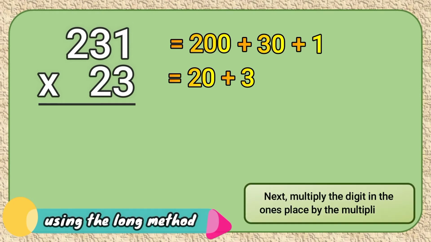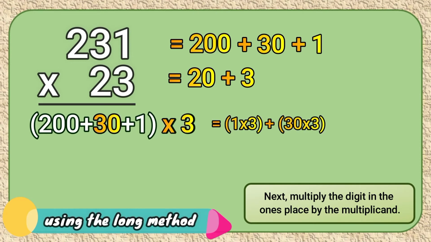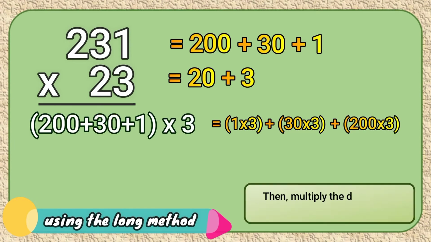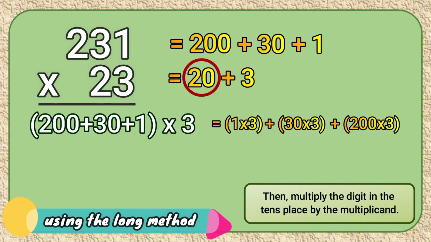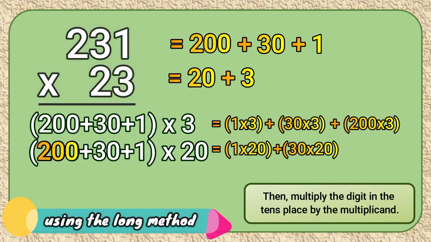Next, multiply the digit in ones place by the multiplicand. So, we have 1 times 3, this one. 30 times 3, this one. 200 times 3, this one. Then, multiply the digit in tens place by the multiplicand. So, our tens place is 20. We have 1 times 20, this one. 30 times 20, this one. And 200 times 20, this one.